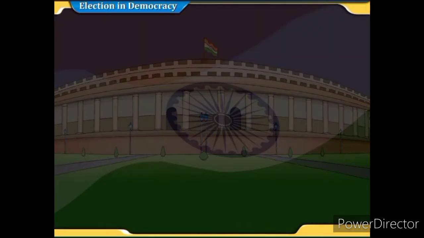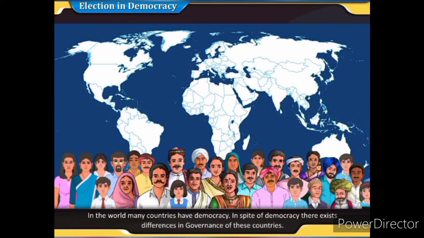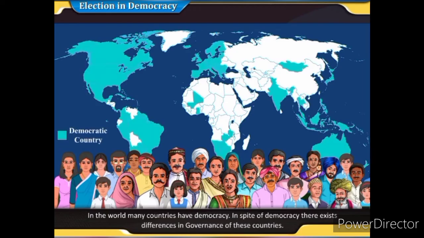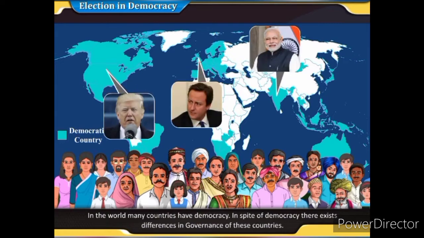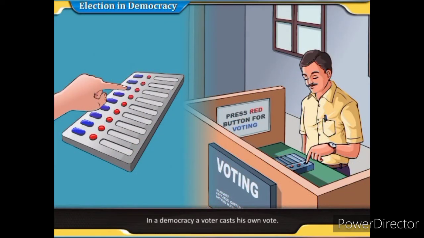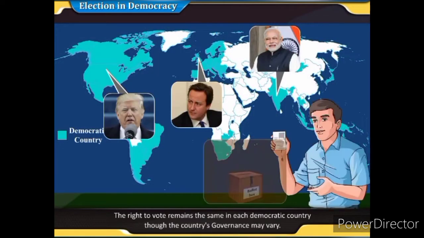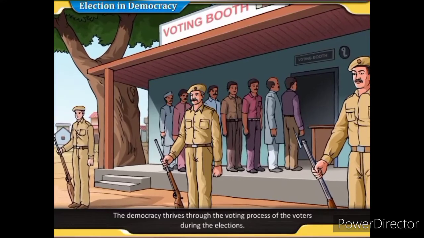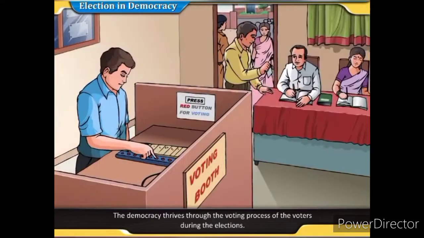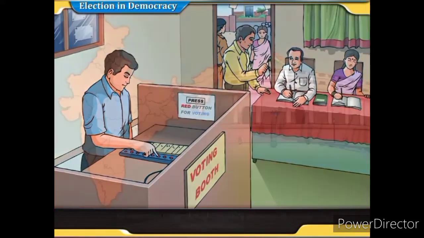Election in democracy. In the world, many countries have democracy. In spite of democracy, there exist differences in governance of these countries. In a democracy, a voter casts his own vote. The right to vote remains the same in each democratic country, though the country's governance may vary. Democracy thrives through the voting process of the voters during the elections.